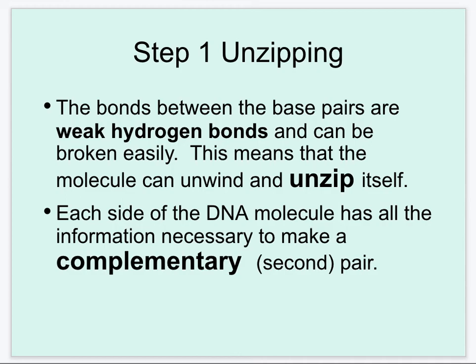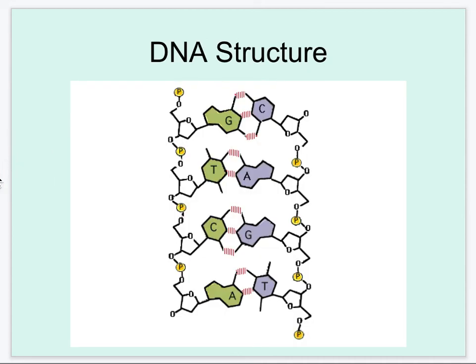And it has all the information it needs to make a complementary pair. So you end up with two strands of DNA instead of the one. So if you look, we'll go back here, the helicase, the enzyme, would unzip in between here, okay? So you would have two sides now.